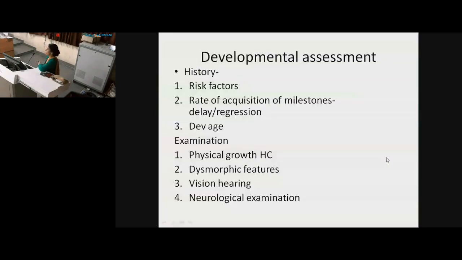So how do you go about assessing the development? So first thing we do is we take a history. We want to know, are there any risk factors that this child could have developmental delay? Was the child born, for instance, if the child was born preterm, or a child was born but he did not cry after birth, or a child was born but he developed meningitis or convulsions or jaundice, some problem that has happened to the baby which could have affected his development, then you know that there are a greater chance of having developmental delay.